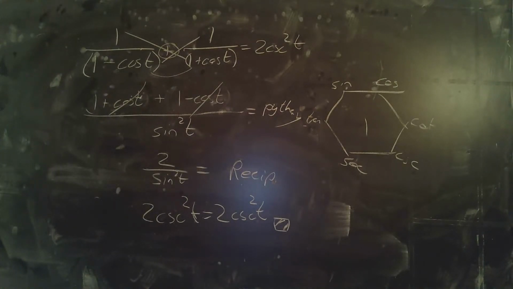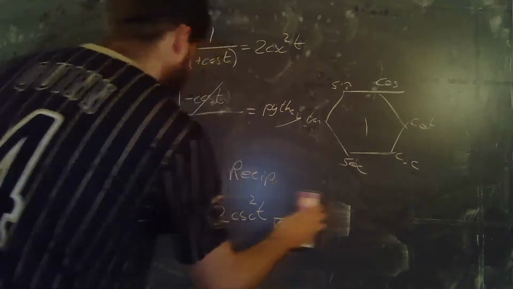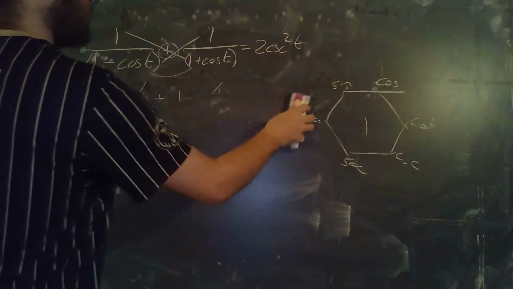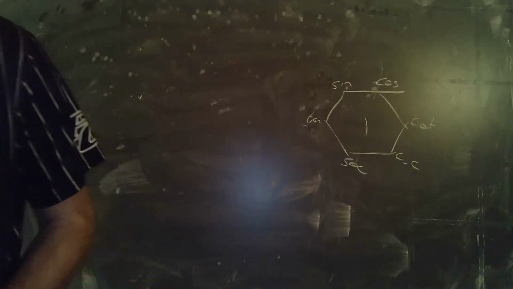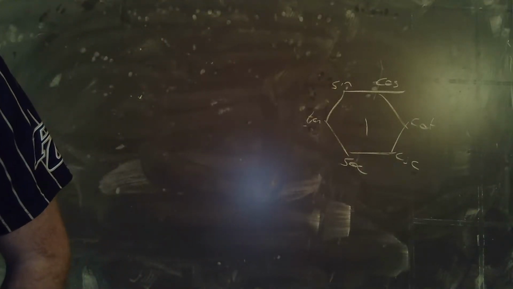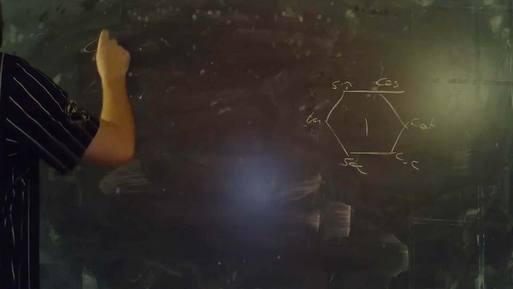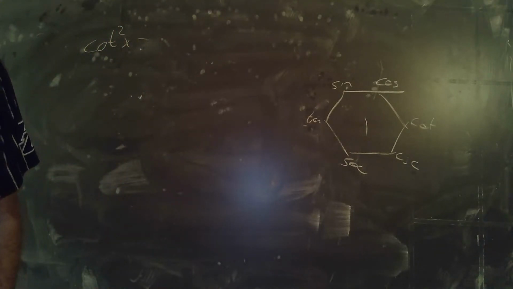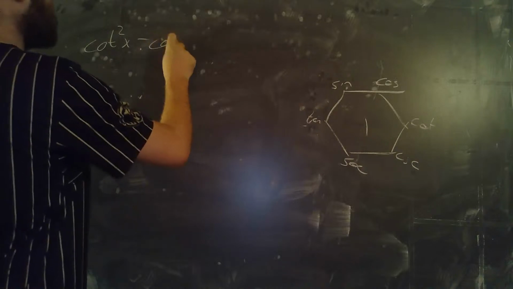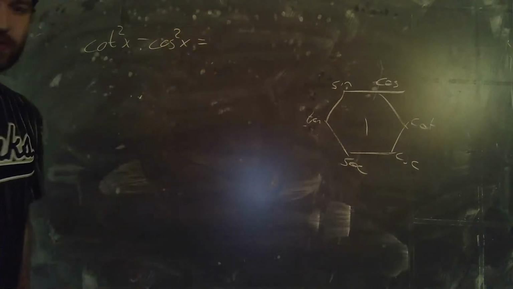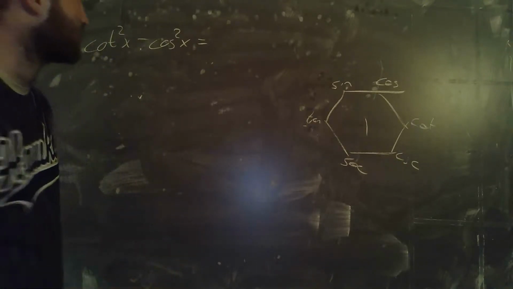So how do you do that? Well, suppose you were asked to solve this. We'll have cotangent squared minus cosine squared. And we want to show that this is equal to cosine squared times cotangent squared.